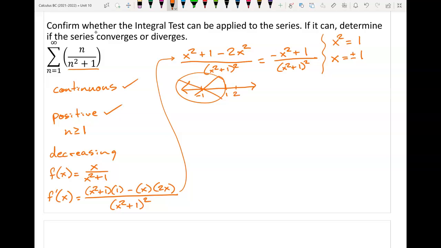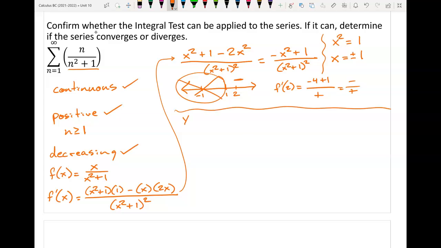Let's say 2. Okay, so we need to know, is that going to give us something positive or negative? We want decreasing, so we want it to be negative. Is that going to be negative? Yes, right? Because f prime of 2 would be -4 plus 1 over, that's always going to be positive. So that's a negative over positive, so that is going to be negative. So are we decreasing for x greater than or equal to 1? Yes.